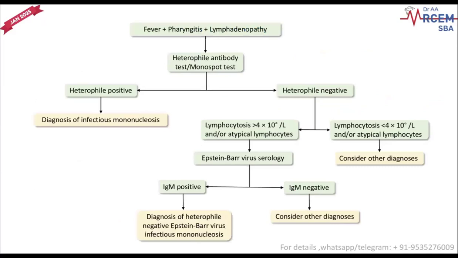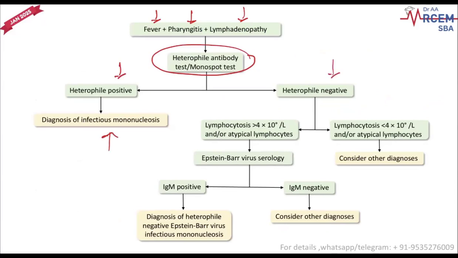Let us see how to evaluate. Whenever there is a fever, pharyngitis or tonsillopharyngitis is present, along with generalized lymphadenopathy, you're suspecting glandular fever, also known as infectious mononucleosis. The first step is you get a heterophile antibody or the monospot test done. If it is positive, then you have a diagnosis. If it is negative, it cannot rule out.